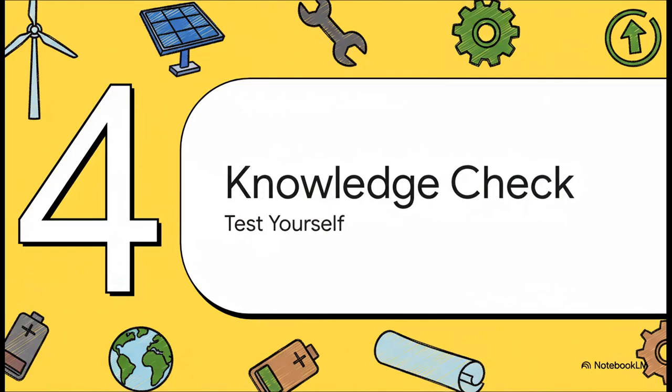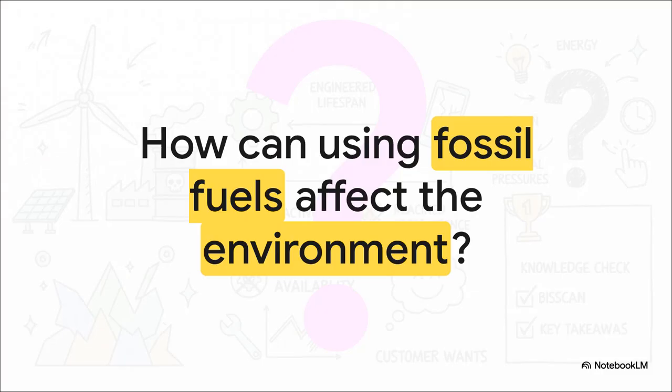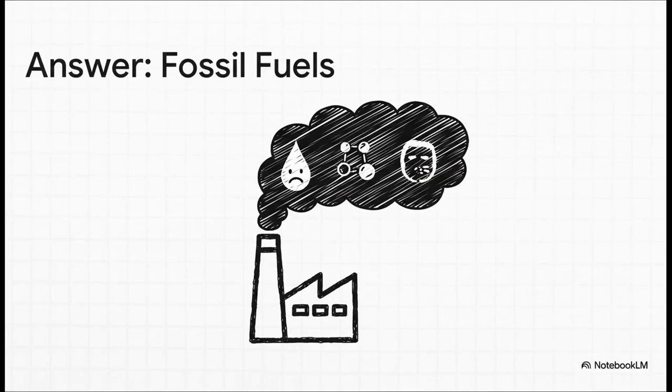All right, you've just absorbed a whole lot of information, so now it's time to put that new knowledge to the test. We're going to do a few quick-fire questions, just the kind of thing you might see on your exam. You ready? First question up. Explain how the use of fossil fuels can affect the environment. Just take a second and think about those byproducts we talked about earlier. Okay, have you got an answer?